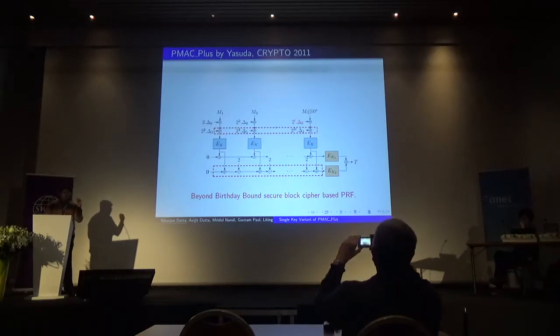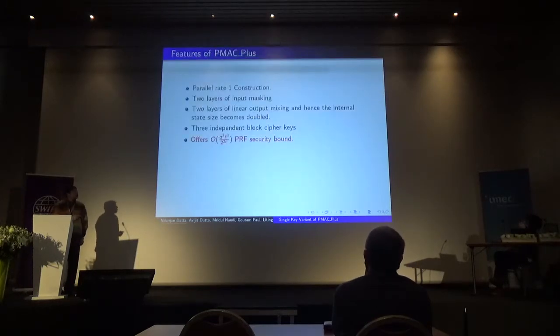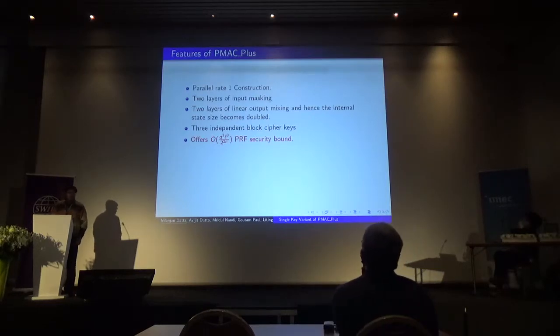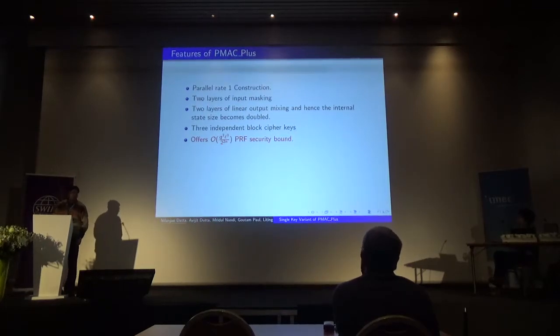Based on this, Yasuda at Crypto 2011 proposed PMAC Plus, where he introduces another level of masking at the top and a second layer at the bottom, and showed that this is a beyond birthday bound secure block cipher based PRF. The main features of PMAC Plus are its parallel and rate 1 construction. It has 2 layers of input masking and 2 layers of linear output mixing, and hence the internal size is doubled. It requires 3 independent block cipher keys: 1 key for the upper layer and 2 independent keys for the others. It offers a q cube L cube by 2 power 2n PRF security bound, where L is the maximum message length.